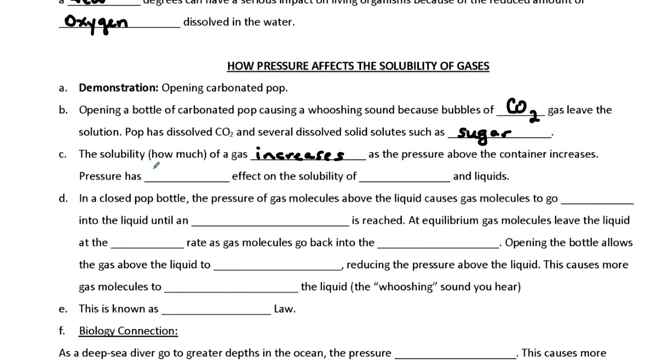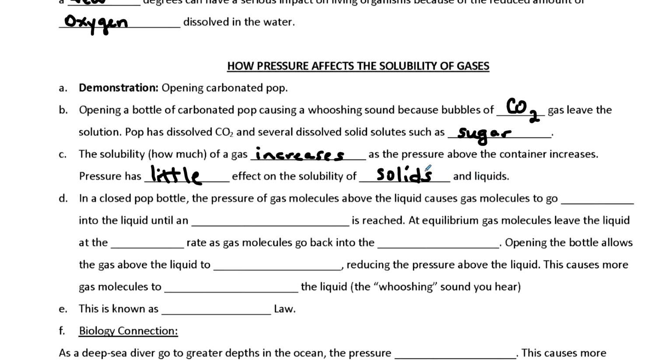When we were talking about solids dissolving in liquids, pressure has very little effect on the solubility of solids and liquids. The reason is that solids and liquids have particles that are already really closely packed together, so pressure really doesn't change much. There's not much space for them to move closer together, right? They're already pretty tightly packed. So increasing the pressure in solids and liquids doesn't result in a great deal of change.